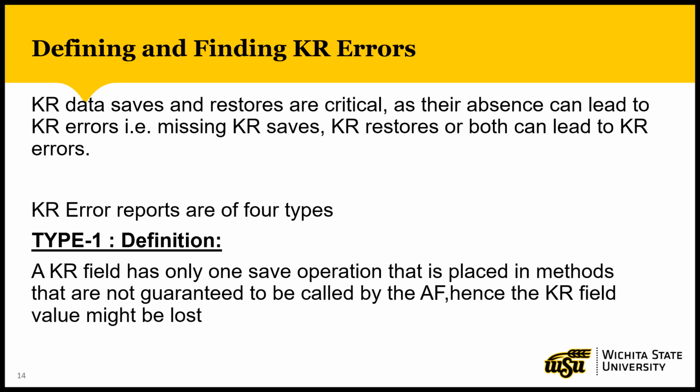We divide KR error reports into four loss types. Type 1. A KR field has only one save operation that is placed in methods that are not guaranteed to be called by the AF. Hence, the KR field value might be lost. This is where a KR field is modified while the app is running, and its save operation is placed in the onDestroy method. If the app is killed after onStop, we have an exit without save, hence the KR field is lost.